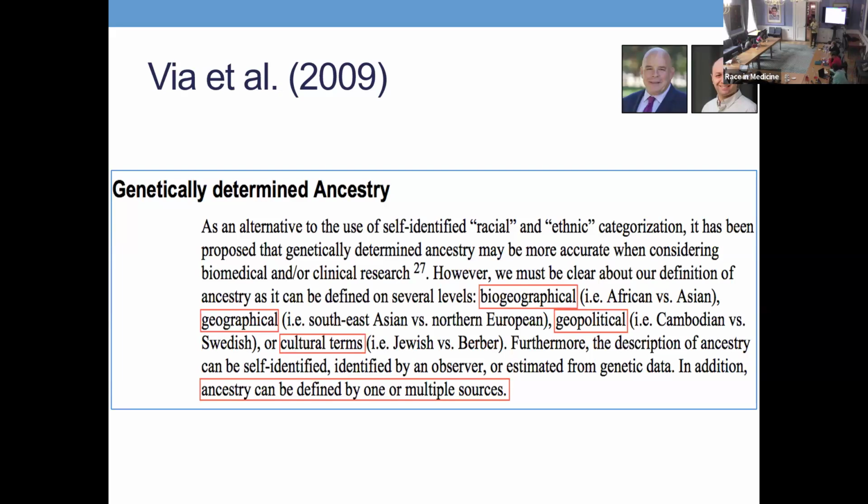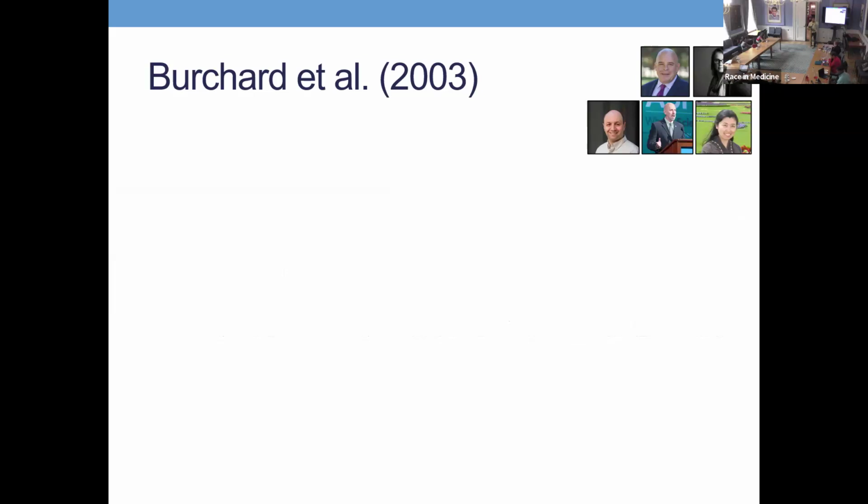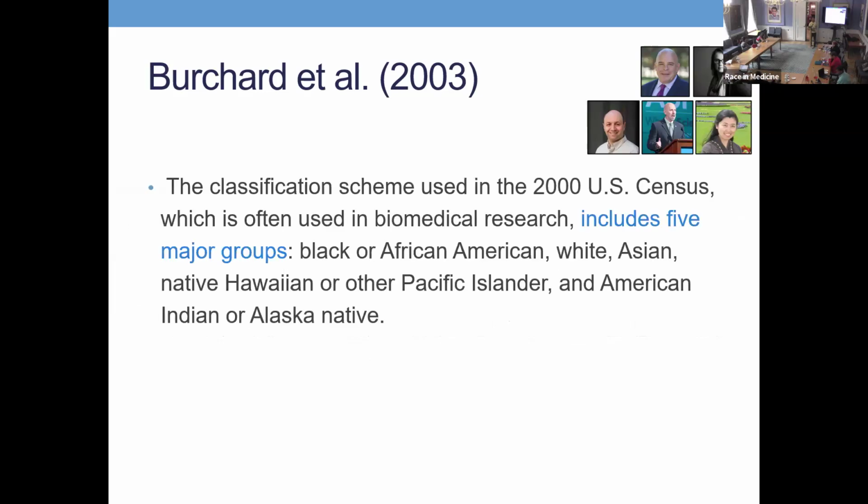Okay. Skip backwards to 2003. There's a method to my madness for why we're going back. Burchard et al., this is in the New England Journal of Medicine, states the following. The classification scheme used in the 2000 census, which is often used in biomedical research, includes 5 major racial groups: Black or African American, et cetera, et cetera.